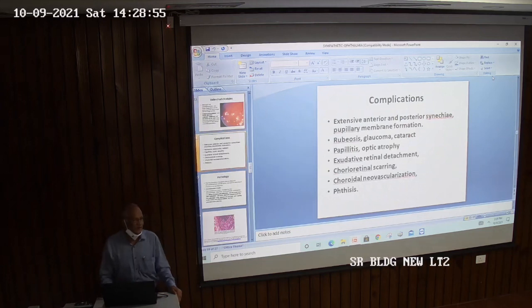Then comes the complications. What complications? All the complications which we have read of uveitis are going to occur. Extensive anterior and posterior synechiae, pupillary membrane formation. But suppose there is an exudative membrane in the pupillary area of the uveitis. What will you call it?